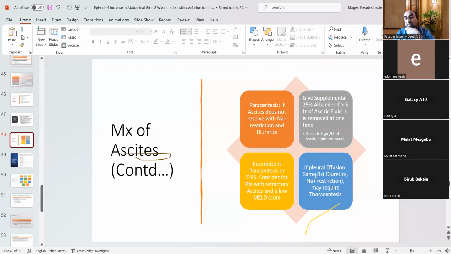A pleural effusion, the same management, continue diuretics, salt restriction. Sometimes if the patient has significant respiratory distress due to significant pleural effusion, you can consider thoracentesis. Okay.